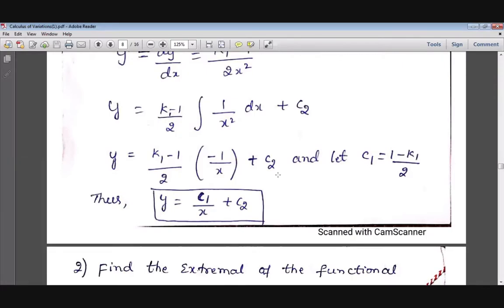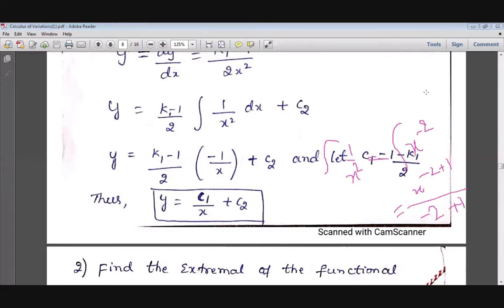Understood? Understood, or you want me to repeat again? I think you understood because it is very easy. Understood, right?